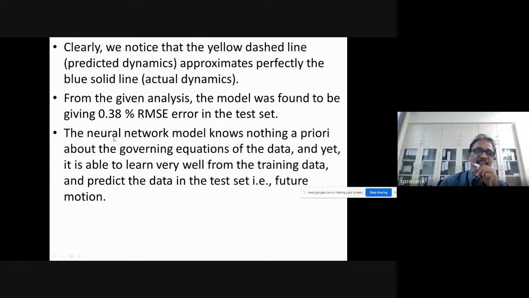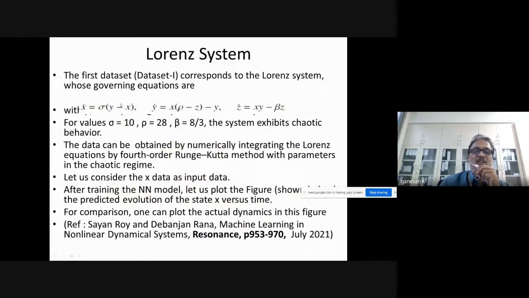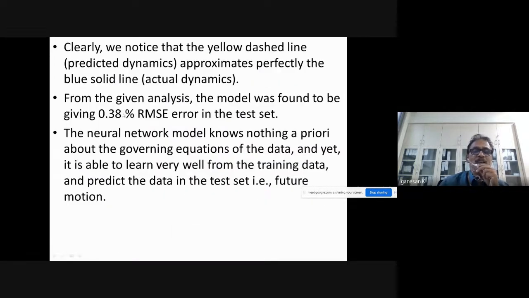In other words, I can say that the neural network model knows nothing a priori about the governing equations of the data, but still it is able to learn very well from the training data and predict the data in the test set. And again, if you are given a huge amount of data, all I'm going to do is pick even at random. I say at time t equal to 90, what is my amplitude value? And then next one I can give at t equal to 75, what is my output value? So for different input values, I can feed my data and I can tell what was the output that I have observed, because it is a model where I want to test the existing system with my finding. So the neural network, the weight matrix, doesn't know any of these things. I have not fed all these equations, but it is learning and it is able to reproduce my dynamics. In fact, the amount of error is 0.38%.